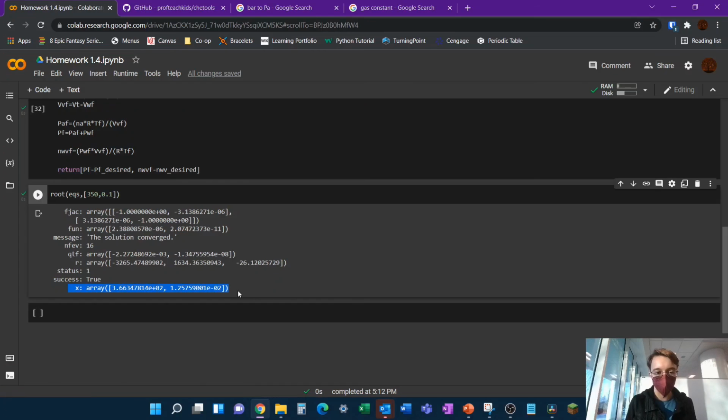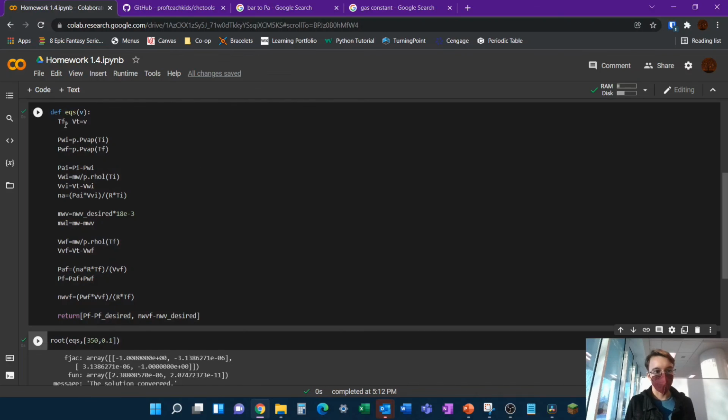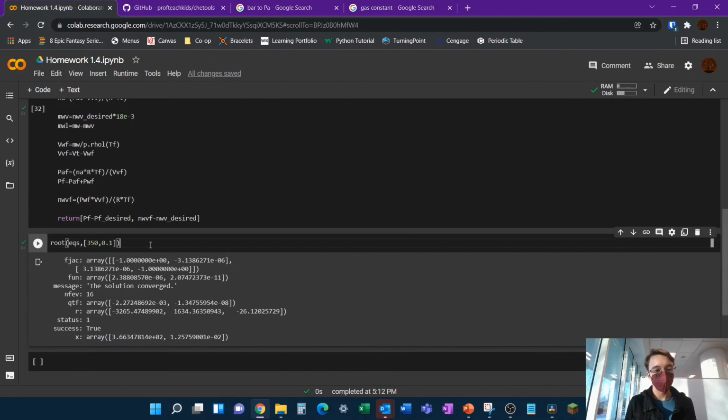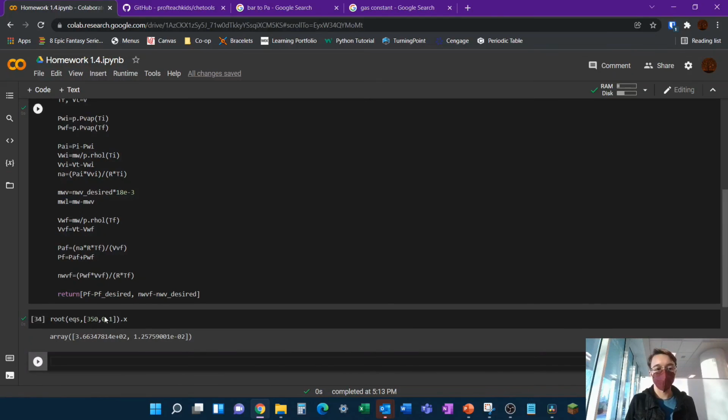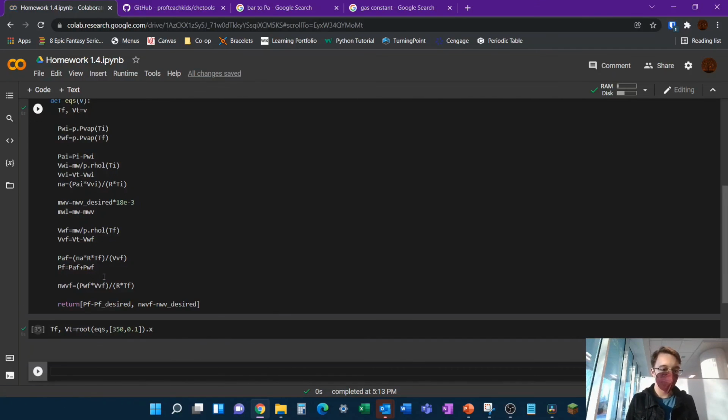We really only need this last line, which is an array with two values in it: the final temperature and the total volume. To get just those values, we put dot x. Now we just have these two, and we can unpack them into separate variables: temperature final, volume total is equal to that.